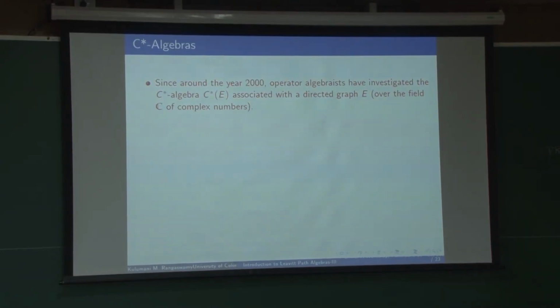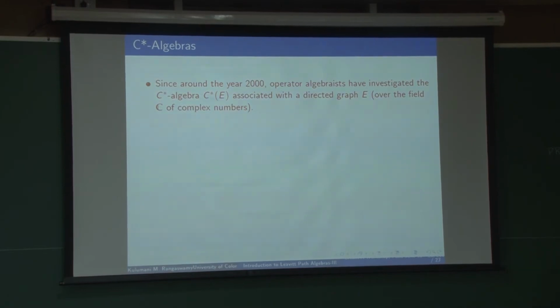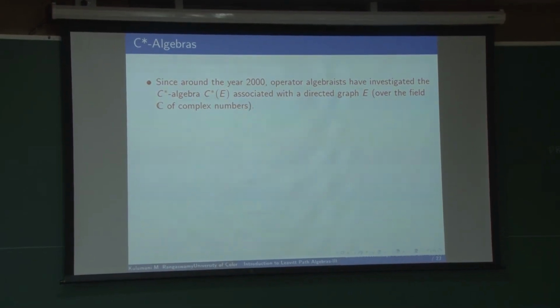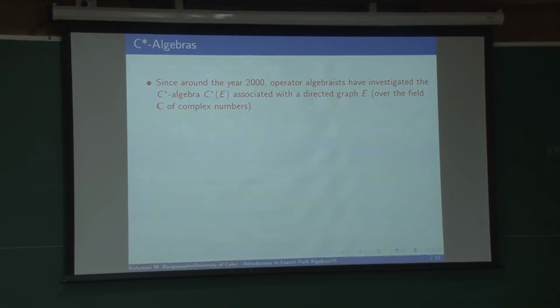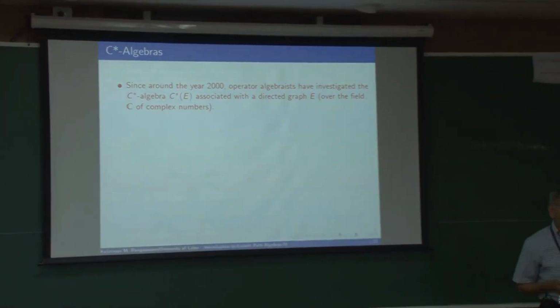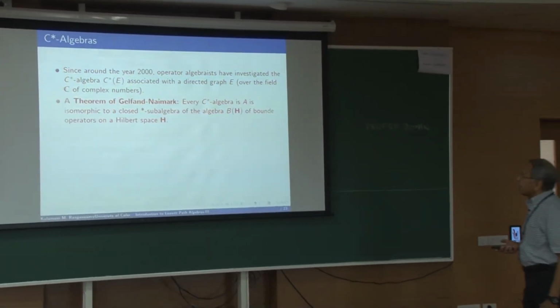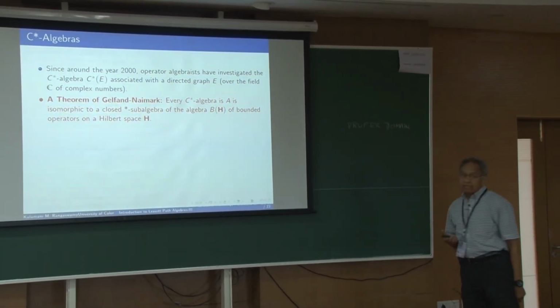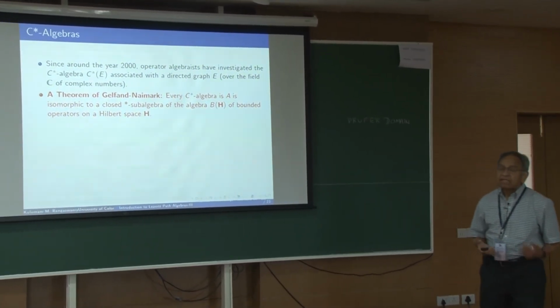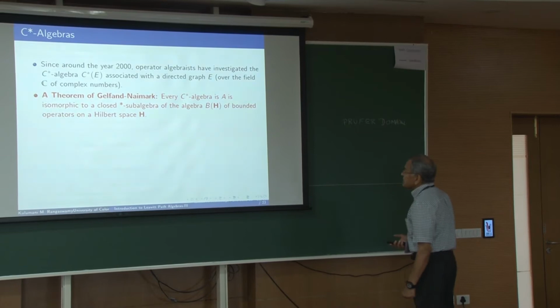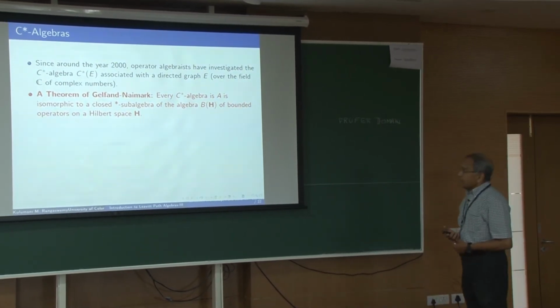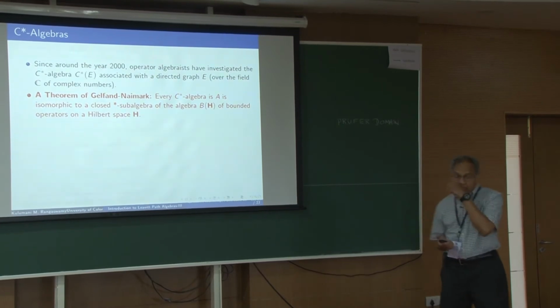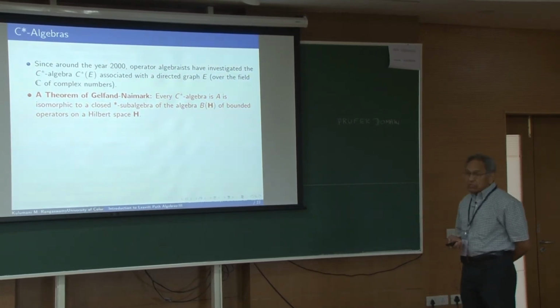Okay. Now I'm going to indicate some of the connections of Leavitt path algebras to C-star algebras. Since around the year 2000, operator algebraists have investigated the C-star algebra of an associated graph E over the field of complex numbers. Of course, it all started with the important result of Gelfand and Naimark, which said that every C-star algebra is isomorphic to a closed star subalgebra of the algebra of all bounded linear operators on a Hilbert space H.